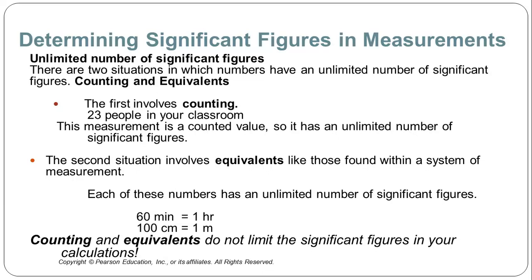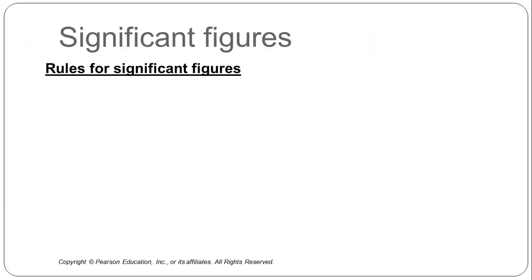Yung una, counting or pag nagbibilang tayo, di ba? So like those found within a system of measurement, each of these numbers has an unlimited number of significant figures. Say for instance, 60 minutes or 1 hour or 100 centimeters, that is 1 meter. Counting and equivalence do not limit the significant figures in your calculations. So yun yung dalawang situation of unlimited number of significant figures.